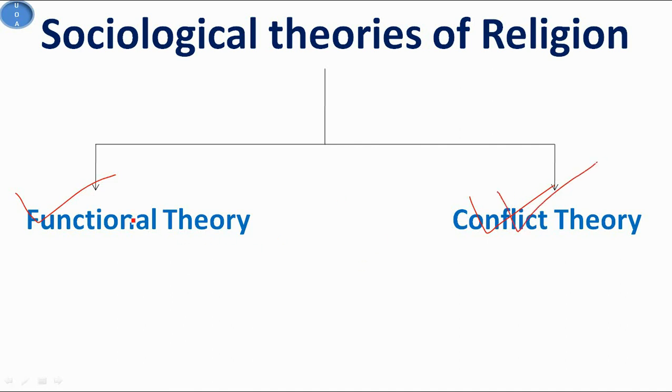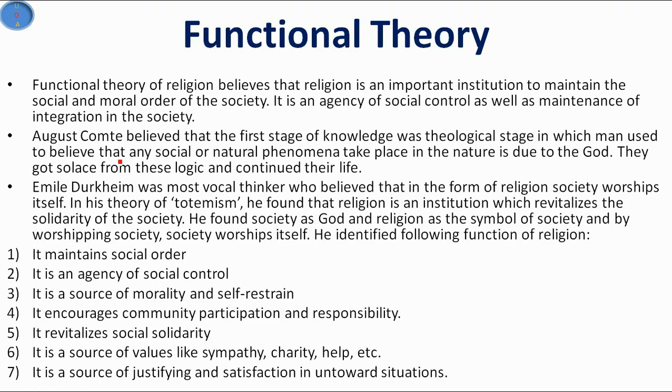The functionalists believe that there are three fundamentals of society, the first being cooperation, second being interdependence, and third being accommodation. Whereas conflict theorists believe that there are two characteristics of all social relationships, first being dominance and second being exploitation. Now we see the functional theory of religion.